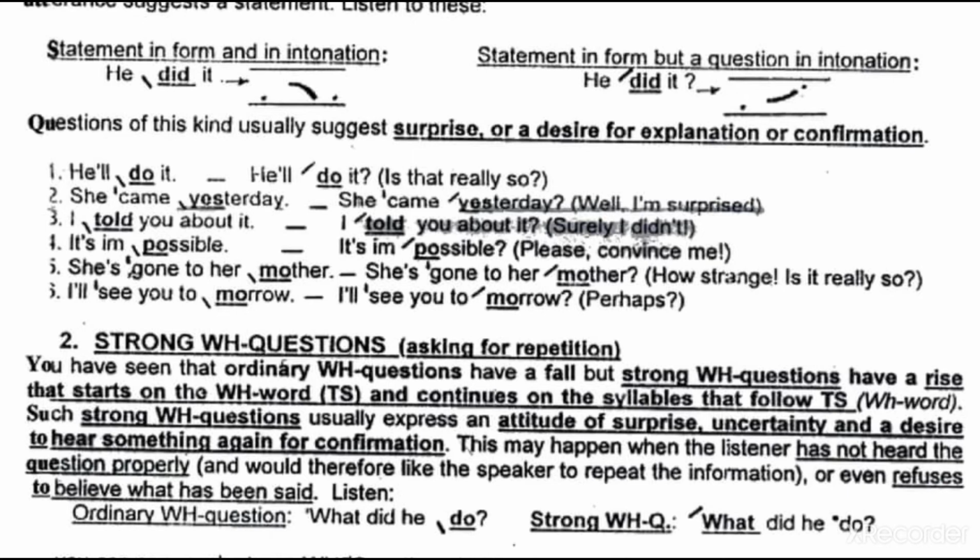Finally, in the last utterance, "I see you tomorrow." Normal statement. But when I say, "I see you tomorrow?" here, I'm not sure or I'm surprised. So I need to use the high rise. So those are statements in form, but a question in intonation. Again, how do we know this? Because they end with a question mark, so we know that they are statements in form, but a question in intonation.